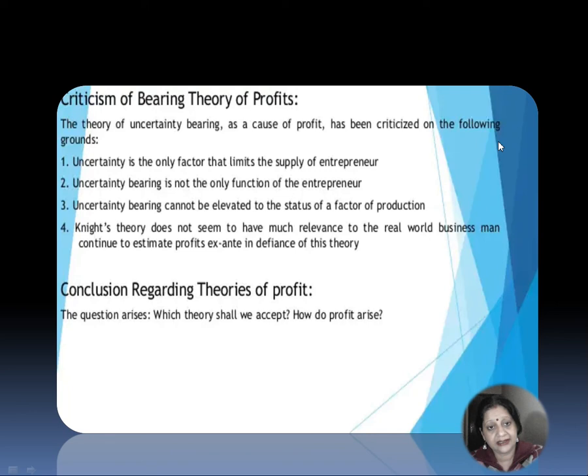Yes, taking a risk or always being ready for bearing uncertainty is not the only function of the entrepreneur. Apart from these two functions, the entrepreneur performs all the other functions which help for the survival of the business in the market. Uncertainty bearing cannot be elevated to the status of a factor of production. Knight's theory does not seem to have much relevance to the real world. Businessmen continue to estimate profit ex ante in defiance of this theory.